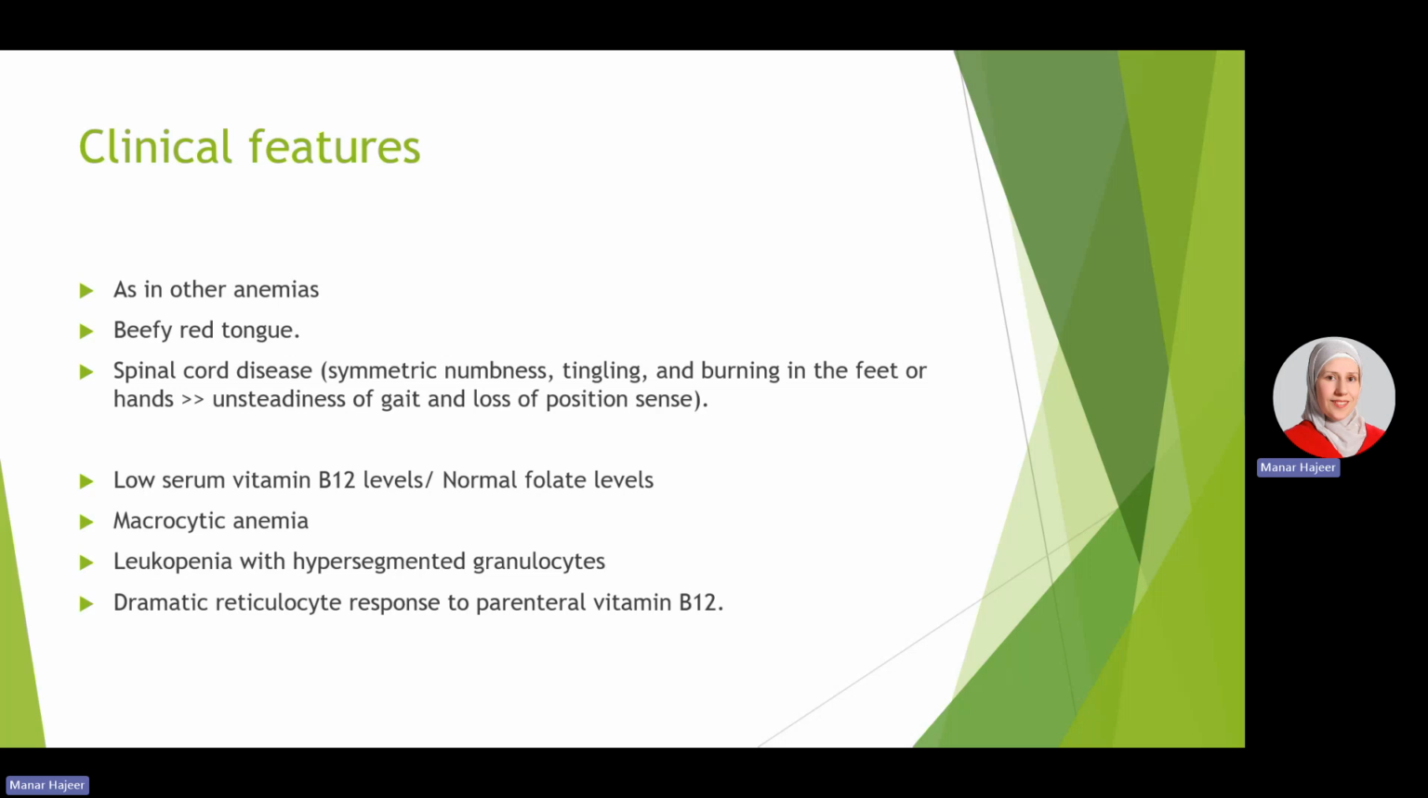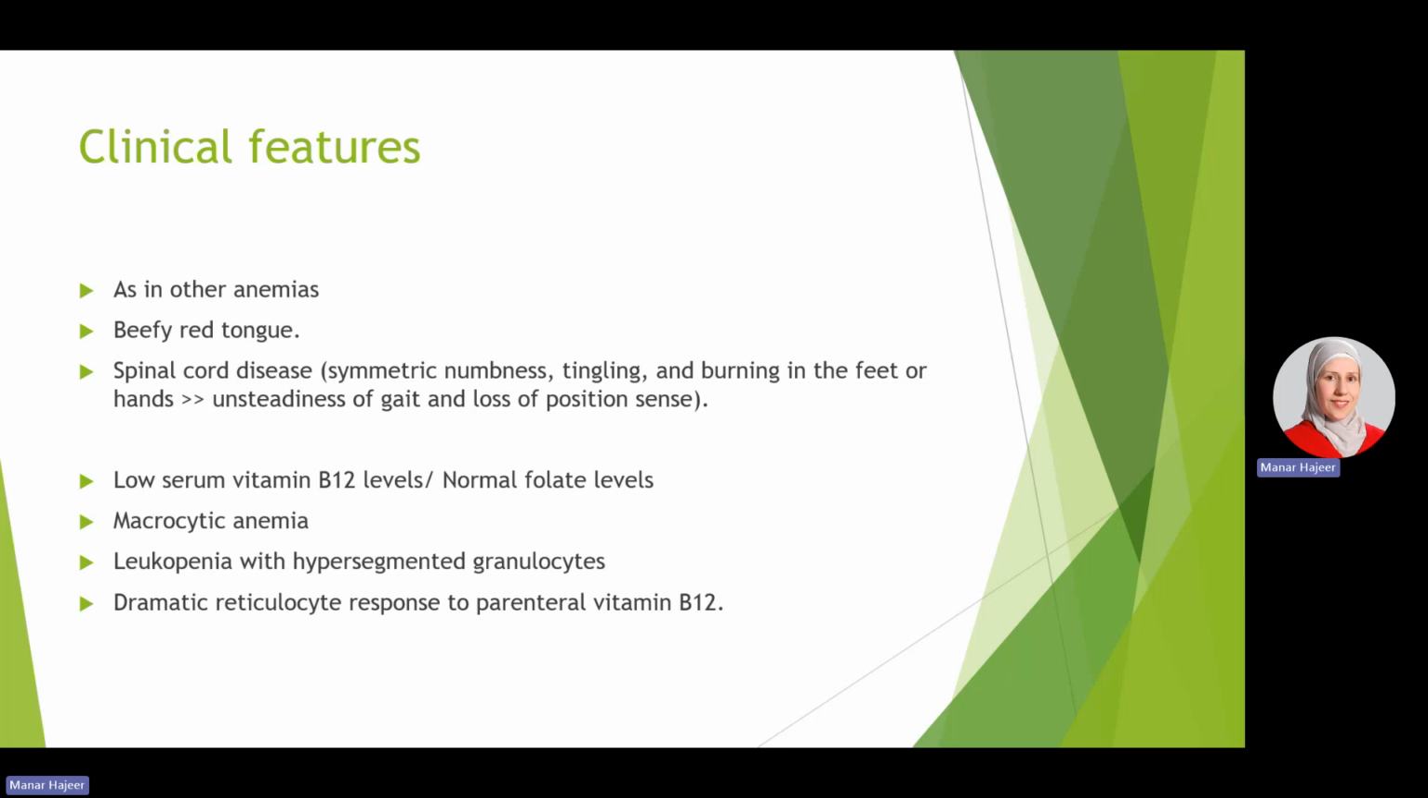Spinal cord disease: these patients come with symmetric bilateral numbness, tingling sensation and burning sensation in their feet and hands, sometimes a severe unsteady gait and loss of position sense. If you measure the vitamin B12 levels, they will be low in the blood.